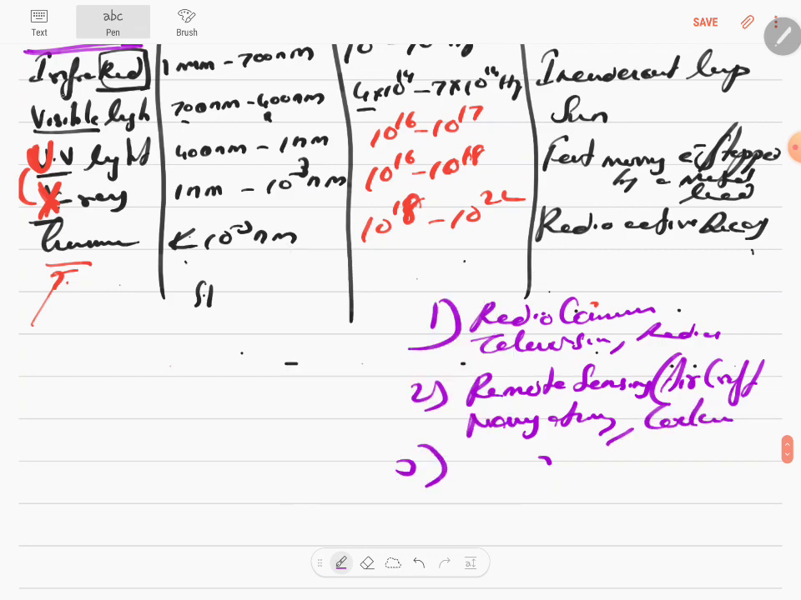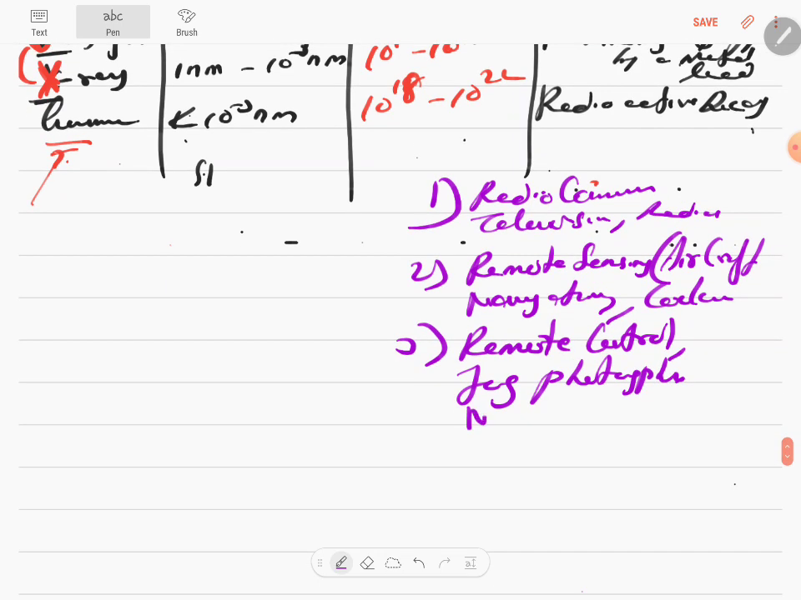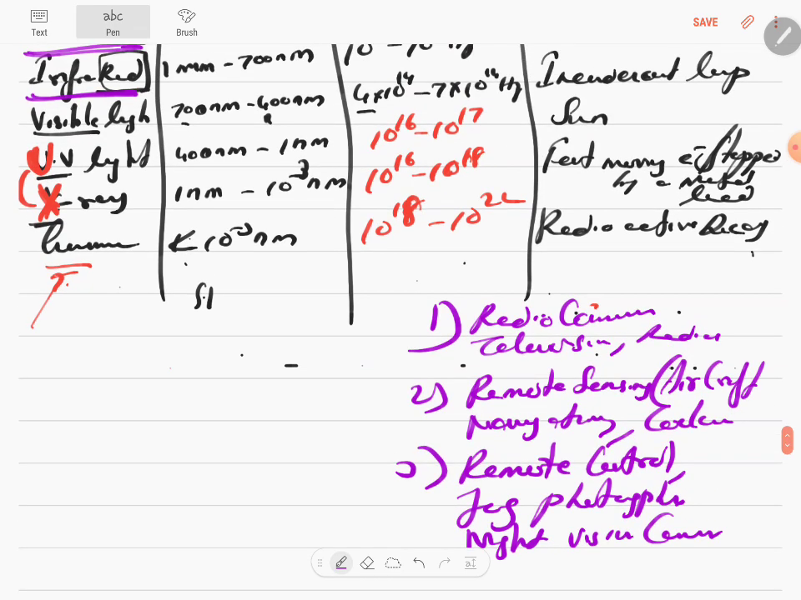So these are the uses of microwave. Let's go to infrared ray. You know, remote. I took the remote and switched on. So remote control and remote sensing are different. Remote control works on infrared rays. Also infrared rays, I'm switching on a Maniratnam movie with PC Sriram photography, which is basically fog photography. Fog photography or night vision camera, these are all the applications of infrared ray.